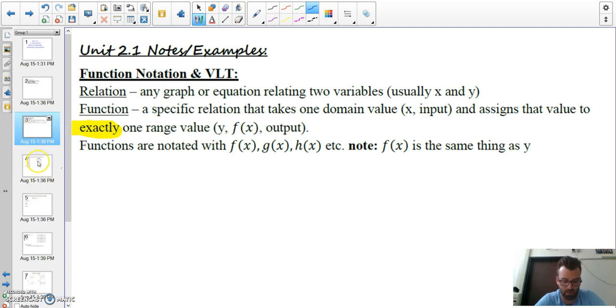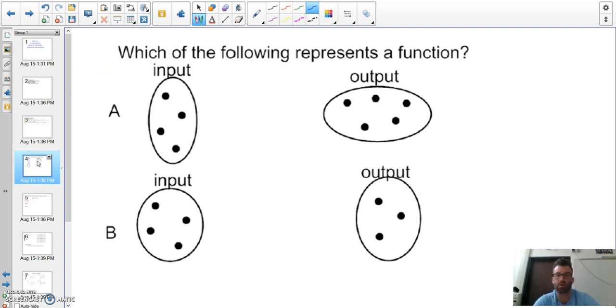Okay, so let's dive in. Which of the following will represent a function? What we're going to do is draw a line from our inputs to our outputs and determine whether or not each of these, A or B, represents a function. All right, so here we go.